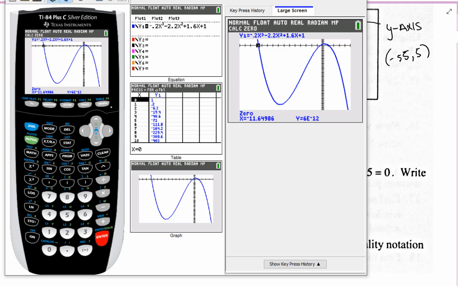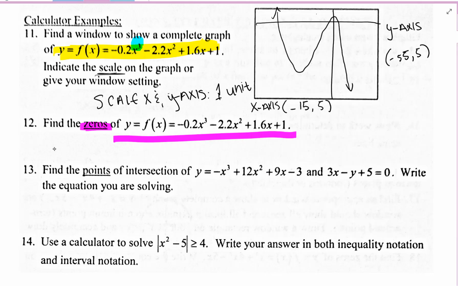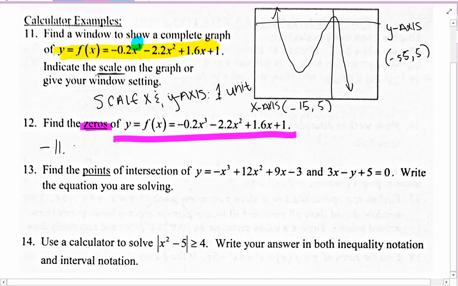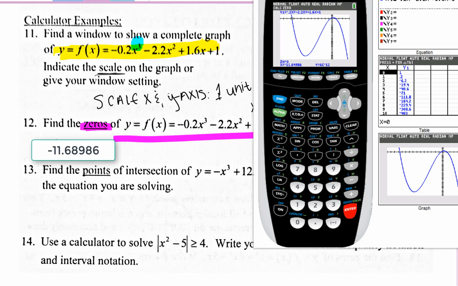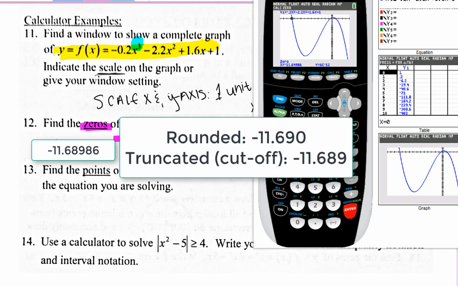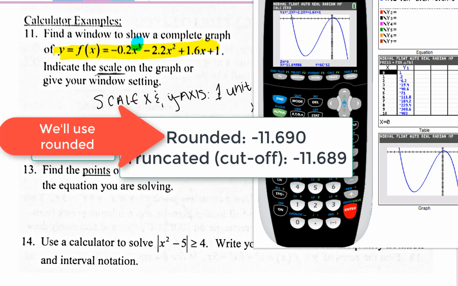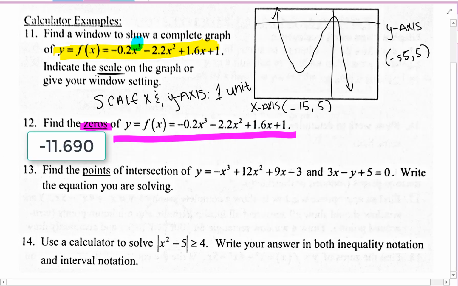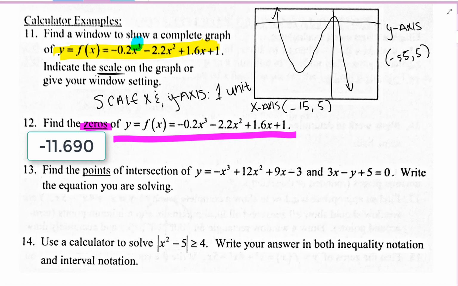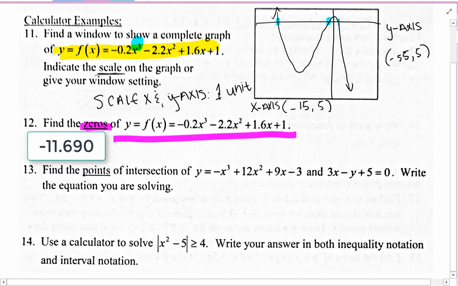It's basically 0. So our zero here is negative 11.64986. Negative 11.68946. In calculus, you will be rounding or truncating to 3 decimal places for the AP exam. And here we have one of the zeros. But it appears as though there are 3 zeros.